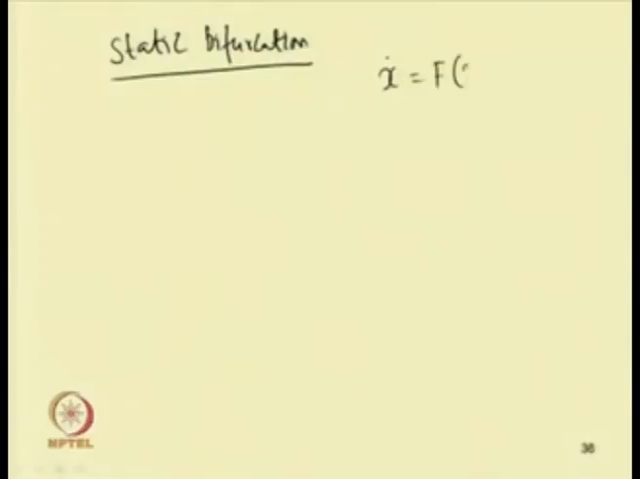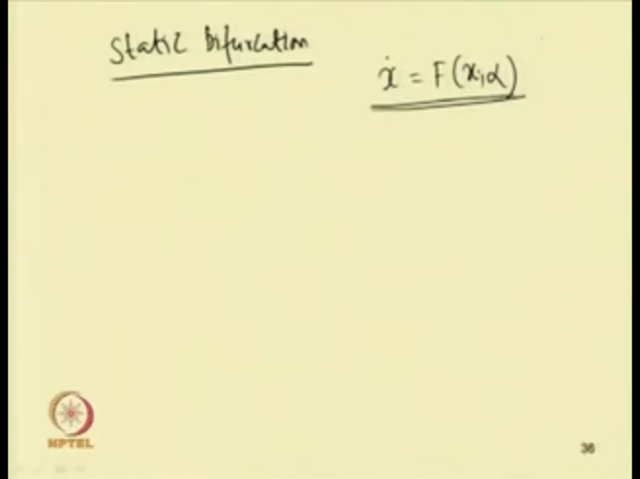So, we have a system. If we have the system x dot equal to f(x, alpha), let us consider a first order system only, which we can extend easily for the higher order system. So, if our system is x dot equal to f(x, alpha), where alpha is the control parameter, then the bifurcation point.